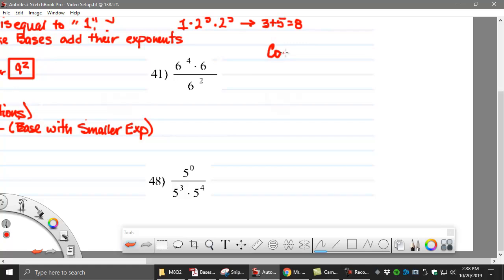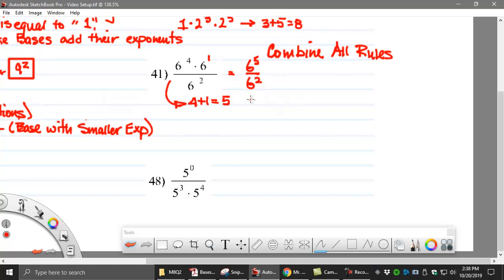Okay, now in this next part, these problems will show us how to use the 4 rules that we've already learned so far. So we're going to combine all our rules together. So we have 6 to the 4th times 6. Remember there's a 1 right there. So we'll take the 4 plus the 1, which gives me the 5. So now on the top, that top base has 6 to the 5th. The bottom base has 6 squared.